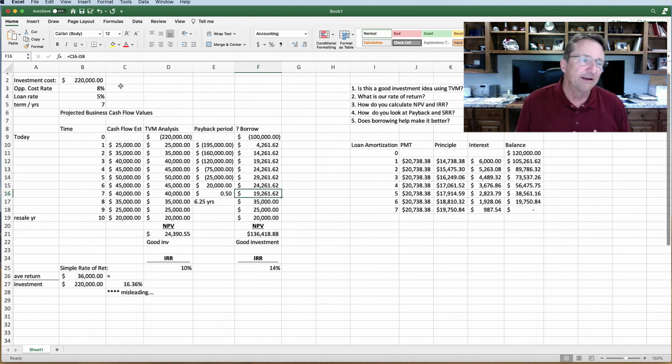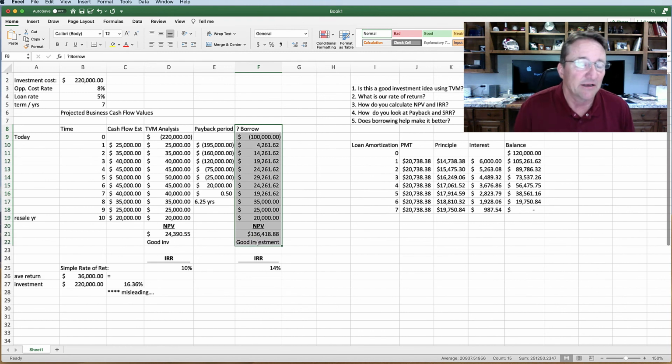So renegotiating our investment cost and factoring in some borrowing with some down money is probably going to be two of the tools that you might use to make this investment work out.